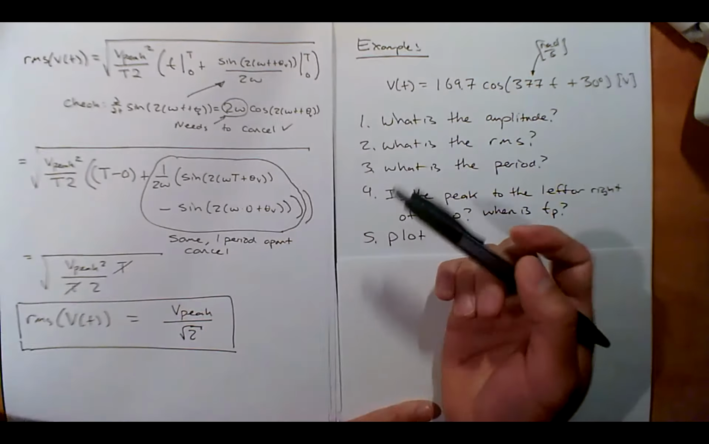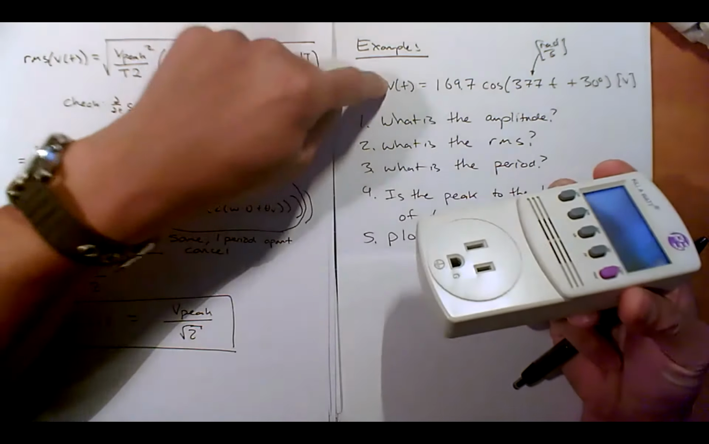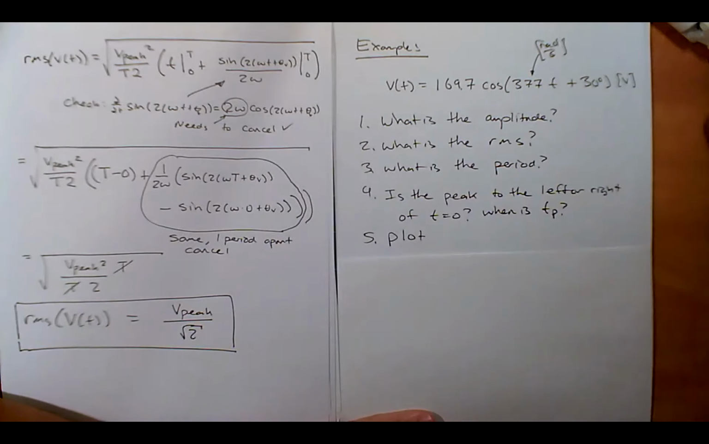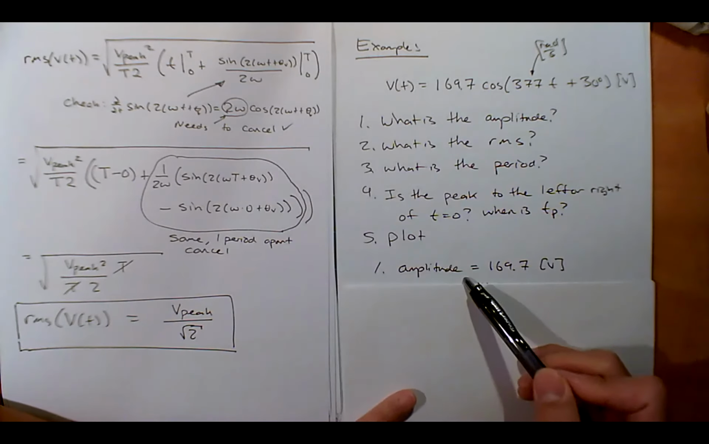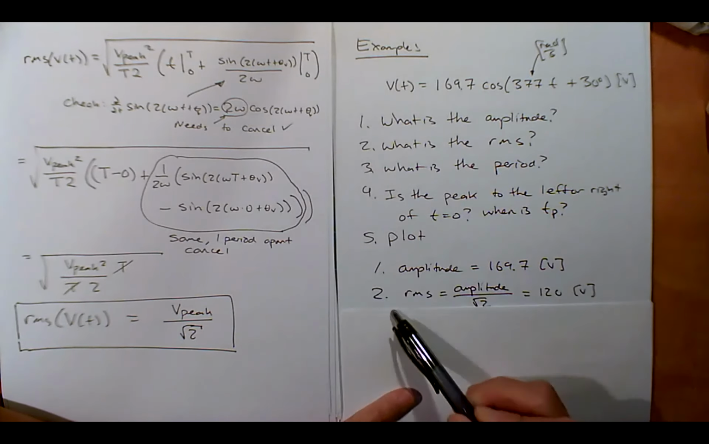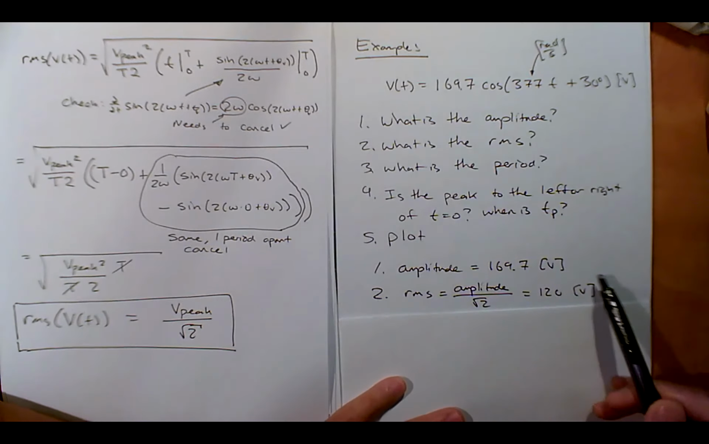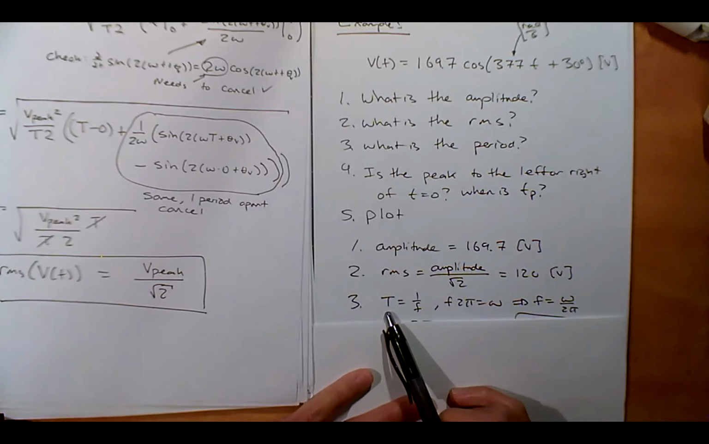Okay, so this, by the way, would be an example of an AC cosine, a sinusoidal wave that is coming out of your wall. These are some numbers that could potentially be there. Okay, what is the amplitude? 169.7. What is the RMS? It's the amplitude over root 2. 120. Oh my goodness. Yes, 120. Actually, we already talked about that. Not that surprising.